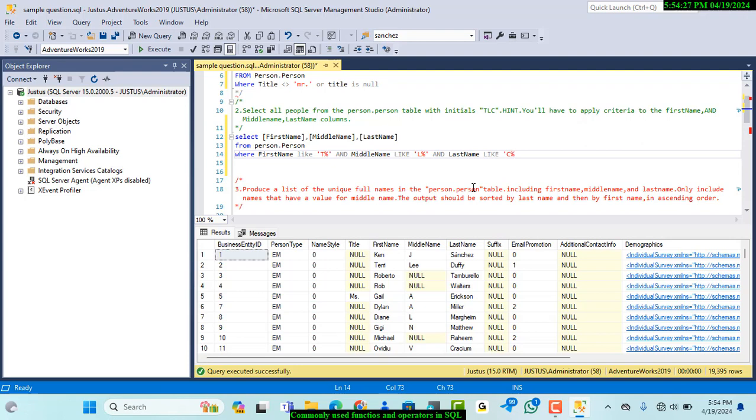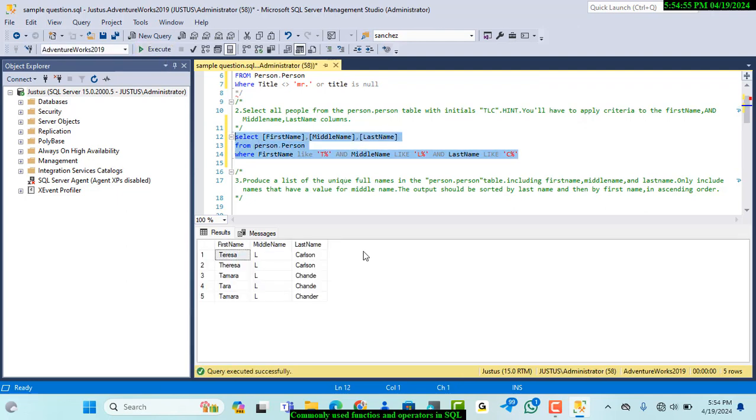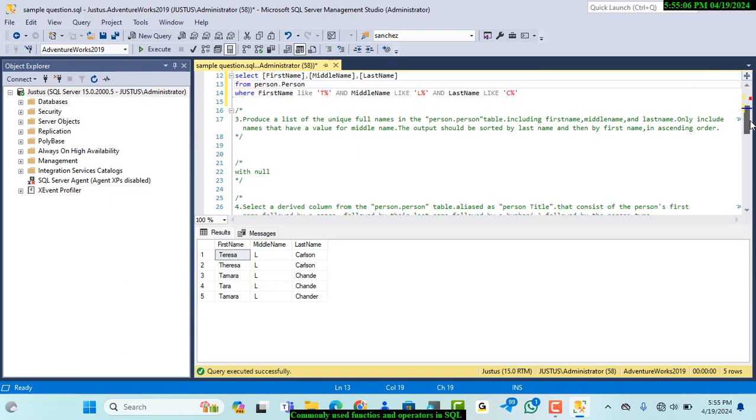C percent, then I close a single quote. So in this question here, the concept being tested is the use of the WHERE clause, the LIKE, and also the AND operator. So the three concepts are being tested. If I execute, I now see the output displayed below with those initials being displayed. That is for question 2.